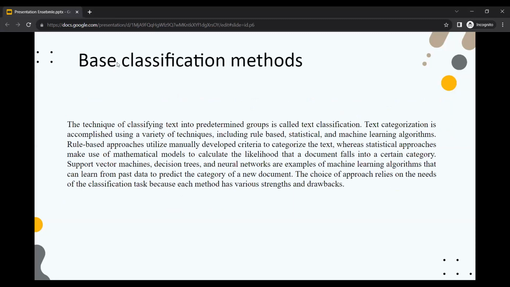And so for base classification methods, the task of classifying text into determined groups is called text classification. Rule-based approaches utilize manually developed criteria to categorize the text, whereas statistical approaches make use of mathematical models to calculate the likelihood that a document falls into a certain category. Support vector machines, decision trees, and neural networks are examples of machine learning algorithms that can help to classify our data.